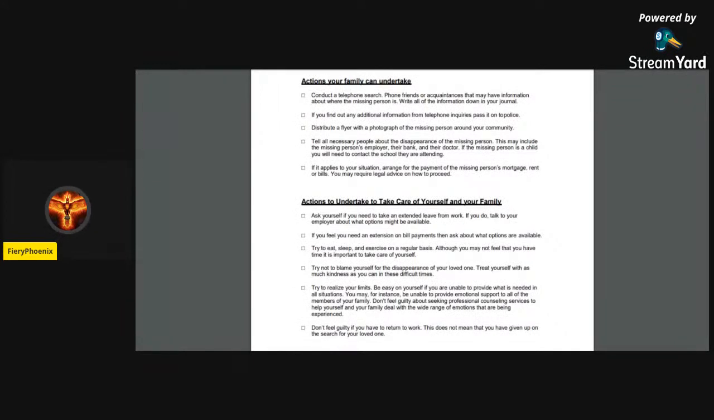Okay, this is what your family can do. You can conduct a telephone search. Phone friends and acquaintances that may have information about where the missing person is. I mean, who knows? They could have told a friend, "Look, I'm going to this house." Another friend's house. Write all the information down in a journal. And if you find any additional information from telephone inquiries, pass it on to the police. Like, hey, they're supposed to go to this house, and they never showed up.